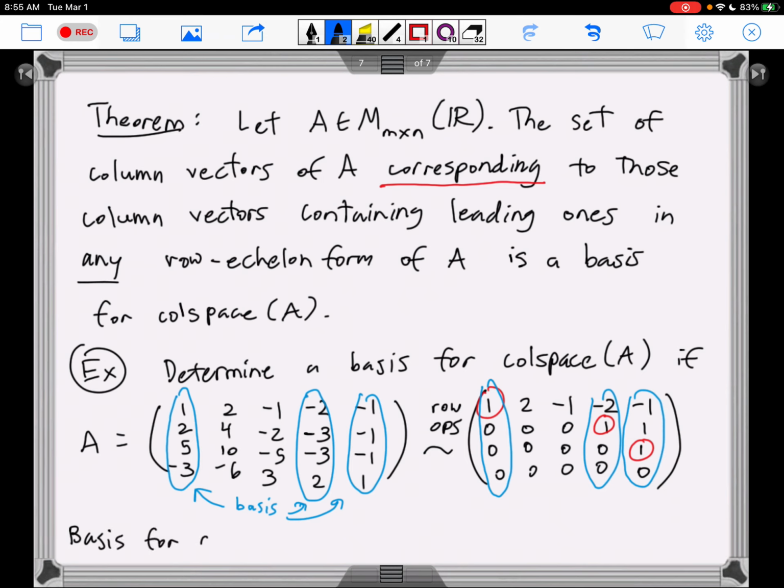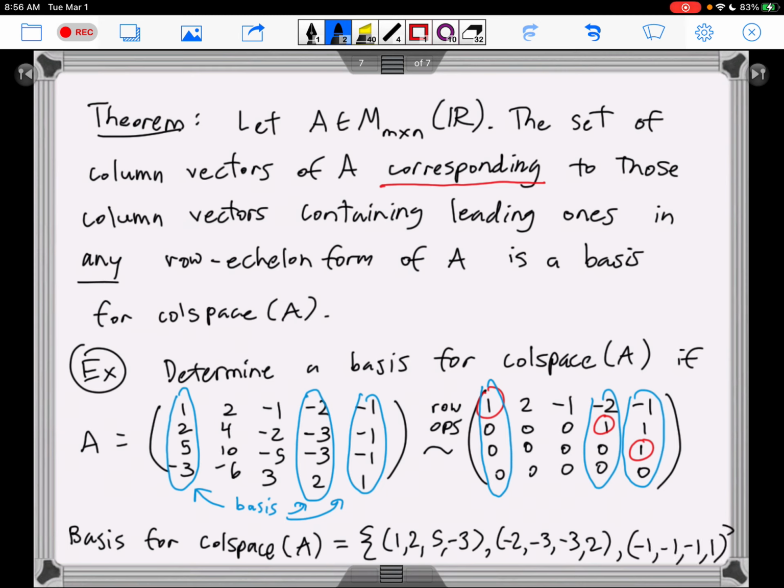And so this is how we write our answer. A basis for the column space of A is going to equal 1, 2, 5, negative 3, negative 2, negative 3, negative 3, 2, and negative 1, negative 1, negative 1, 1, right? And of course, this is a subspace of R4.